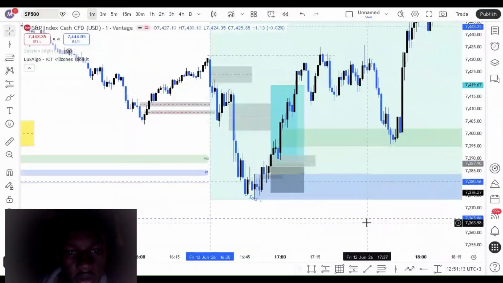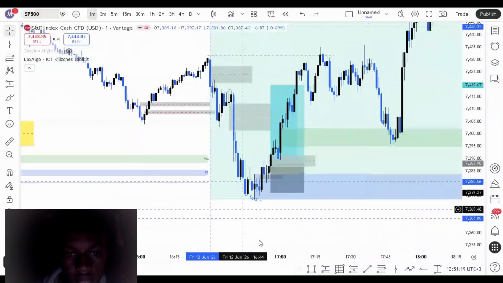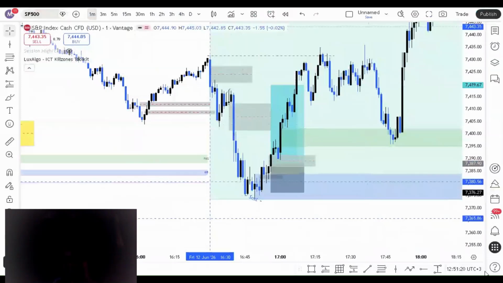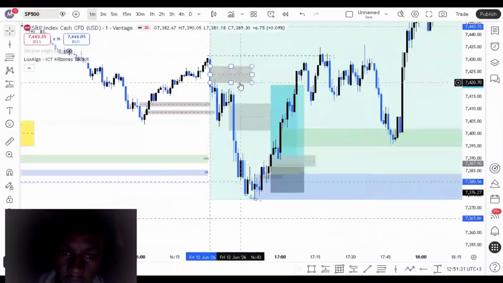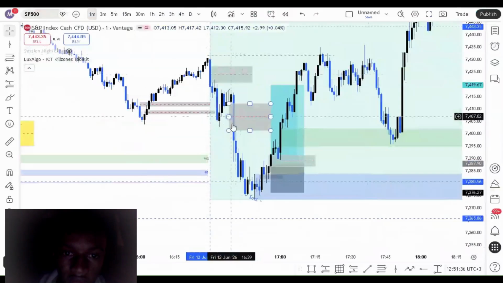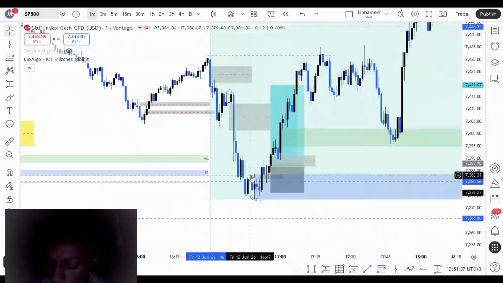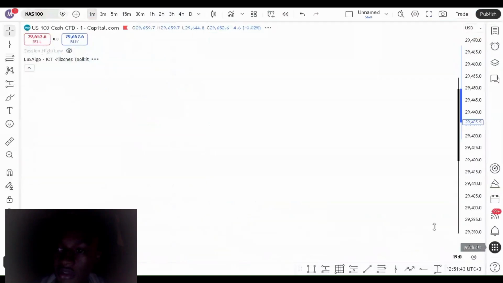I marked out this 1 minute fair value gap, thinking price was actually gonna sweep this 9:30 candle open, create an SMT, then create a fair value gap, inverse that fair value gap, then find my entry and target these lows. But it didn't actually go according to my perspectives.